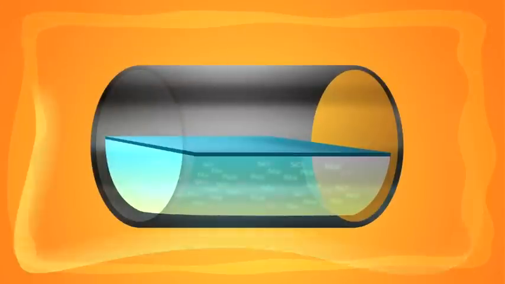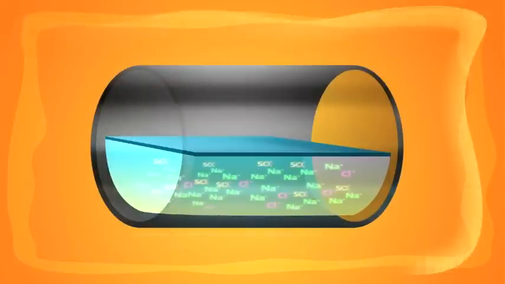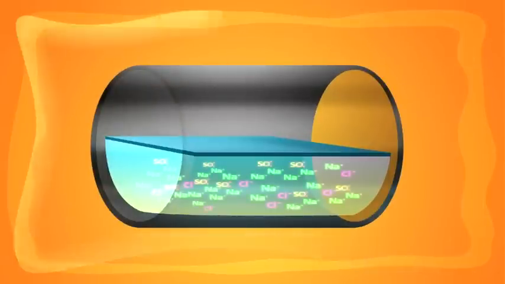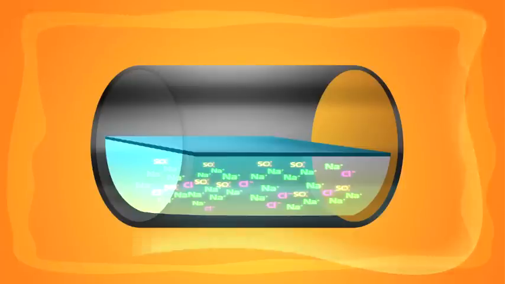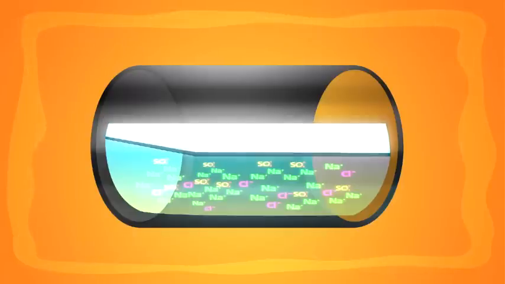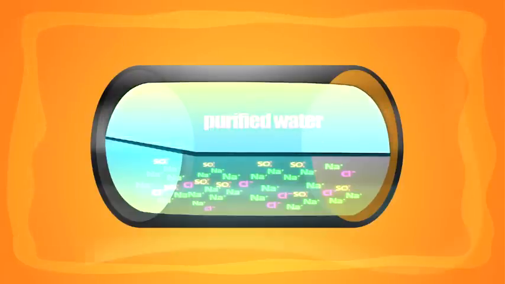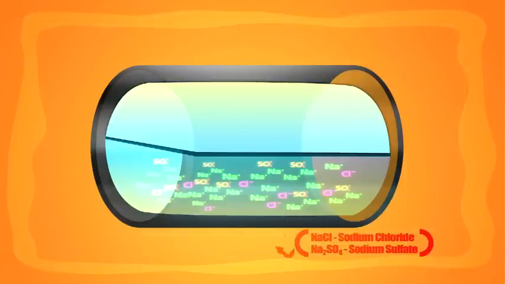Here, we have a cross-section of a typical purifying tube used in the filtration process. The working part of the tube is a very thin semi-permeable membrane that only allows a small amount of water to pass through. Because only water can go through the membrane, the liquid on the other side is pure water. On the opposite side, the solution becomes even more contaminated as the salt content rises.